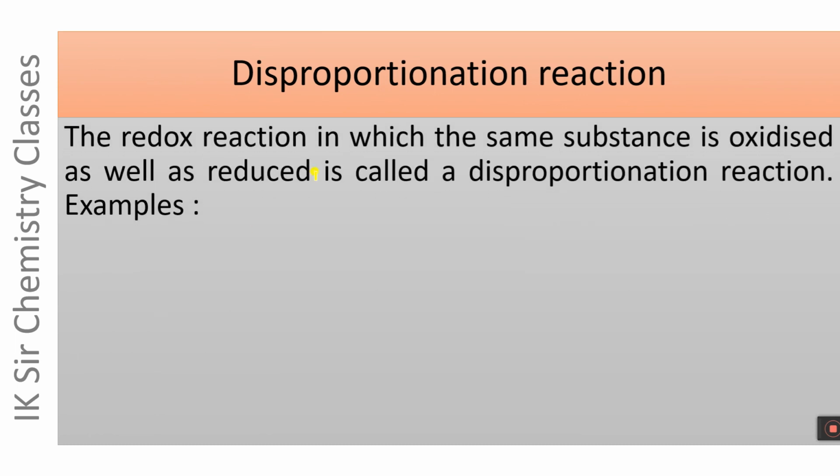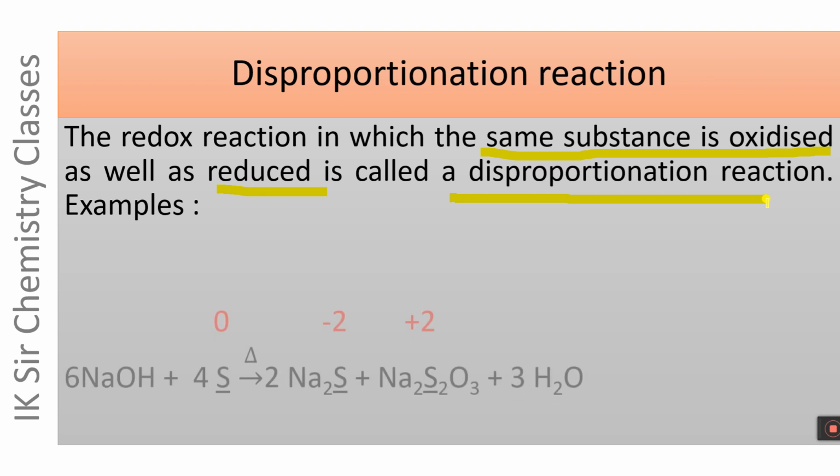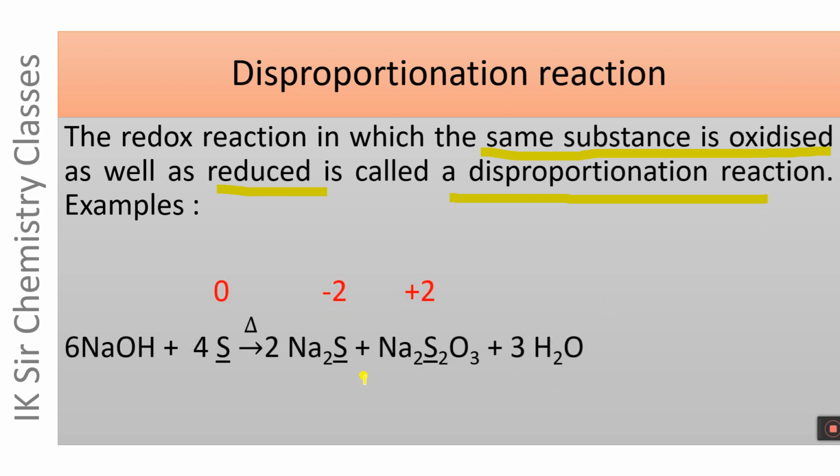The redox reaction in which the same substance is oxidized as well as reduced is called a disproportionation reaction. Please see it again. The redox reaction in which the same substance is oxidized as well as reduced is called a disproportionation reaction. Let us see an example.